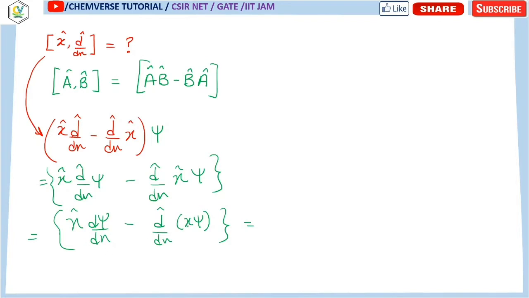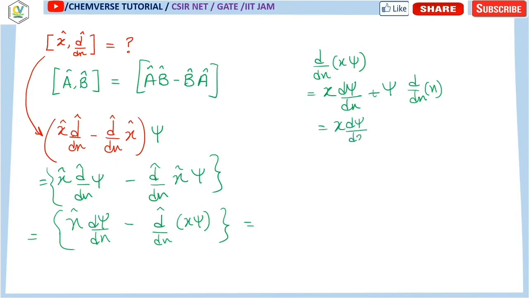Now in the next step, what I can see is this d/dx of xψ. First, x remains constant and we are operating d/dx over ψ, so we obtain dψ/dx. Then keeping ψ constant, we are operating d/dx over x. So this is the expression for this kind of multiplicative function. These are some basic mathematics that I am doing right now. So this is x dψ/dx plus ψ. d/dx of x is nothing but 1, so it's just ψ.